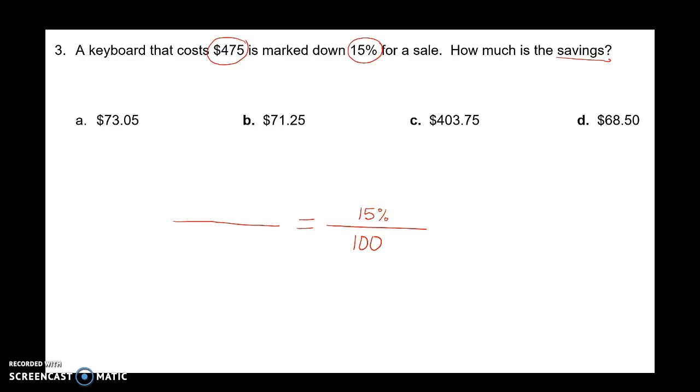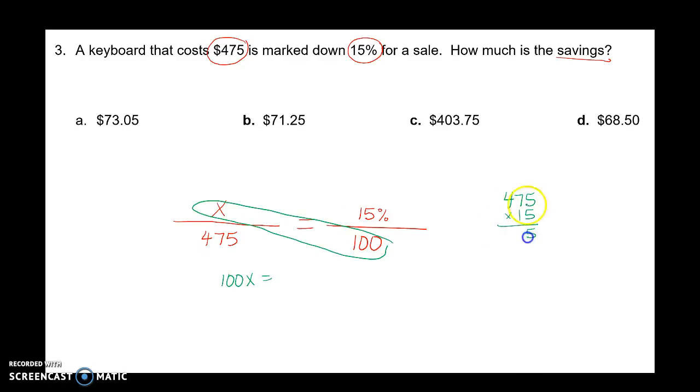So how much is this savings? Is the savings our whole, or is that the piece of our keyboard cost? That's our part of our keyboard costs, right? So we don't know how much the savings are, but we know the total of the keyboard is $475. So knowing that, once we have a proportion, we do our steps we always do. So 100x equals 475 times 15.